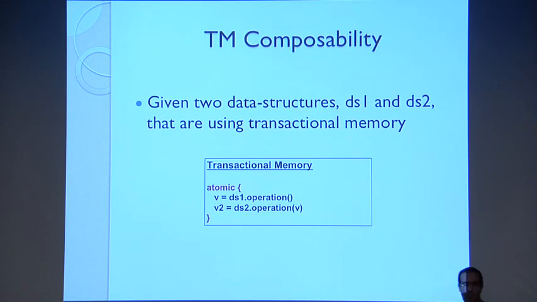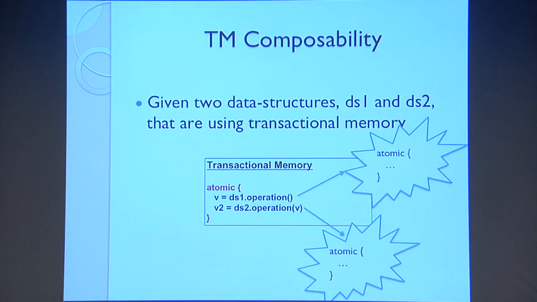The idea is this. Let's assume that we have two data structures that are using transactional memory to do their operations. Data structure 1 has an operation that uses transactional memory, and data structure 2 also has an operation that uses transactional memory. What we want to do is compose these into a single operation. Let's say, move some data from a hash table into a tree. This can be done in an atomic manner. We just put everything in an atomic block.